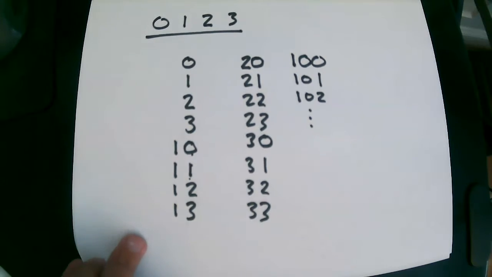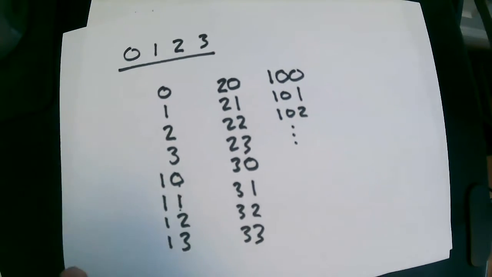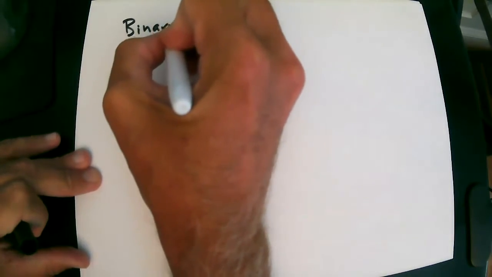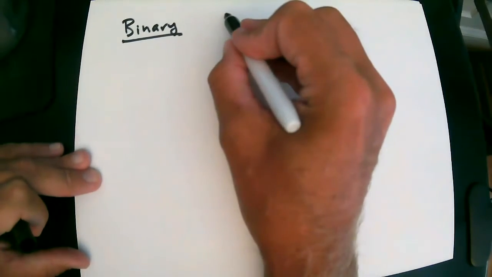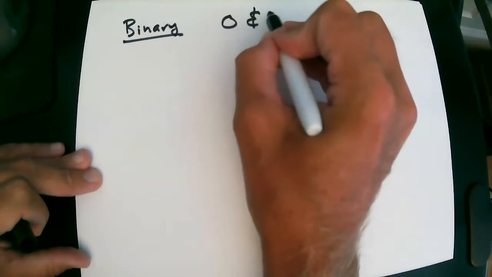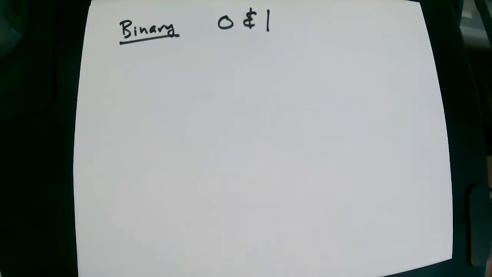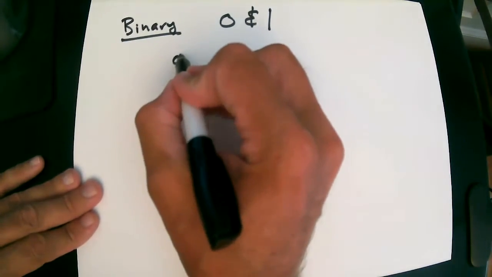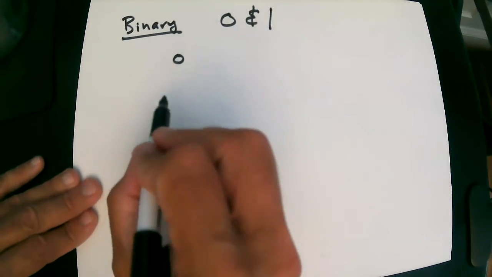All right, so let's restrict ourselves a little bit further. And now we'll go to a system, the binary system. And this just means we have 2 symbols to work with, 0 and 1, and that's it. And let's think about how counting would look. If I were counting, I would start with 0 like I always do. And the next number would be 1.